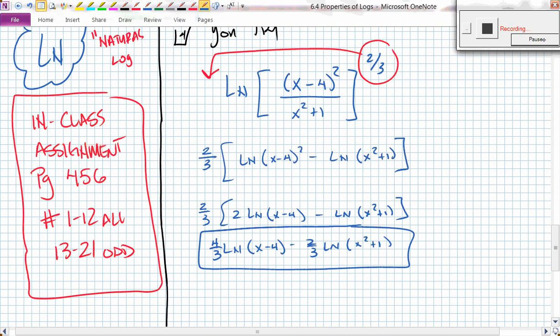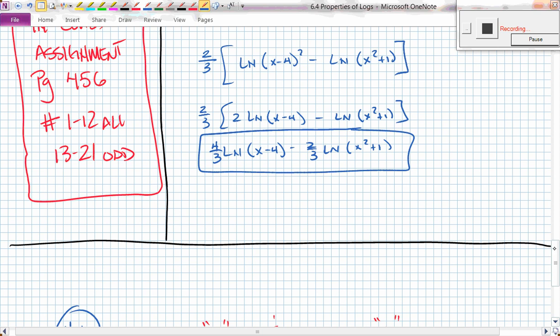All right, there it is, you guys. Take a look at it. And the final answer should have been 4/3 natural log of x minus 4 minus 2/3 natural log of x squared plus 1. Who got it right? That's sweet. That's awesome. So you guys are stage 3ers right there.